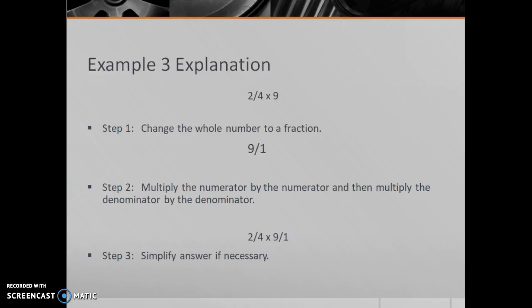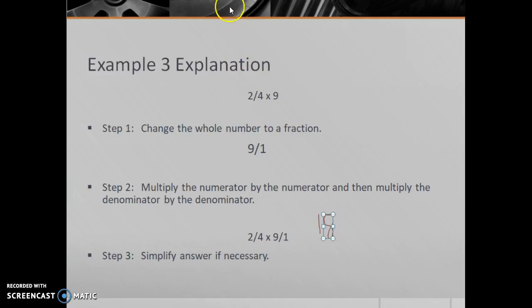Okay, let's go ahead and move into our explanation here. The first step that you're going to take is to change that whole number into a fraction. So we're going to change that 9 into a fraction without changing its value. So we have 9/1. And then our next strategy is to multiply numerator by numerator and the denominator by the denominator. So I'm going to go ahead and multiply straight across. 2 times 9 is equal to 18.